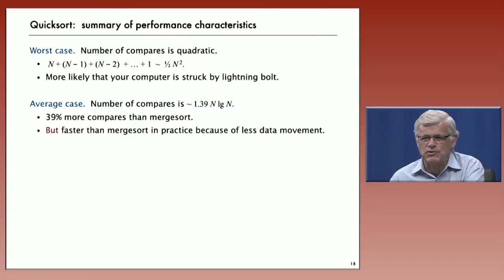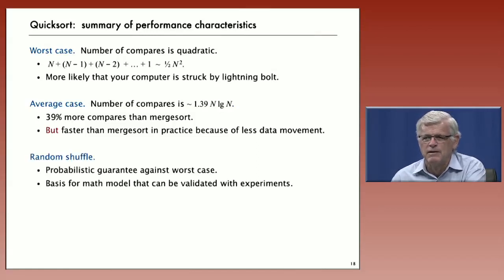The average case, which is extremely likely for any practical application, is going to be about 1.39 n log n. So that's more compares than merge sort uses, but Quicksort is much faster because it doesn't do much corresponding to each compare. It just does the compare and increments a pointer, whereas merge sort has to move the items into and out of the auxiliary array, which is more expensive.